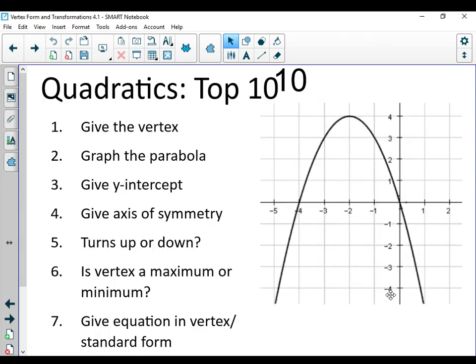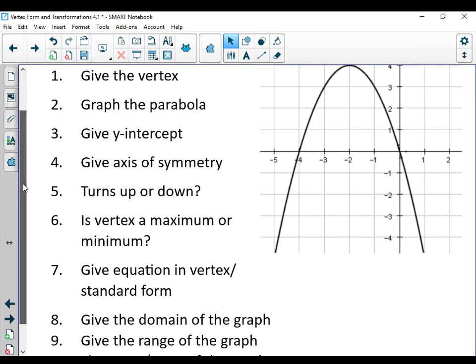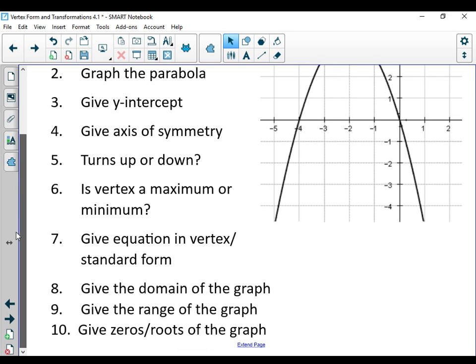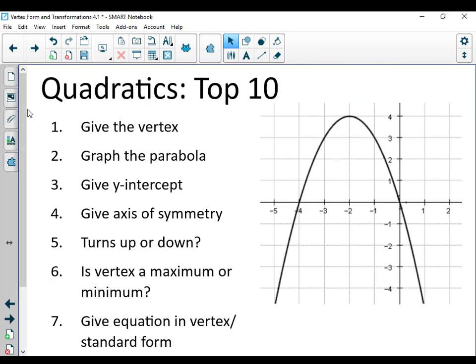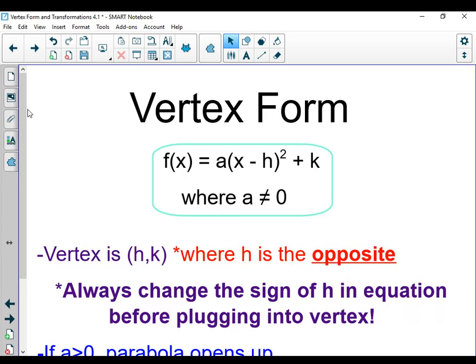So we're gonna look at all these different things. I don't know why it's 10 raised to the 10, but we'll delete that. We'll look at all kinds of things today. We'll look at the vertex, all these different things, and hopefully find them without using a calculator.